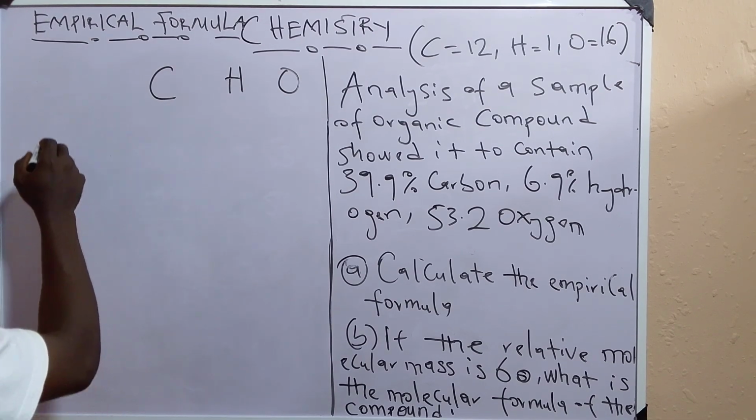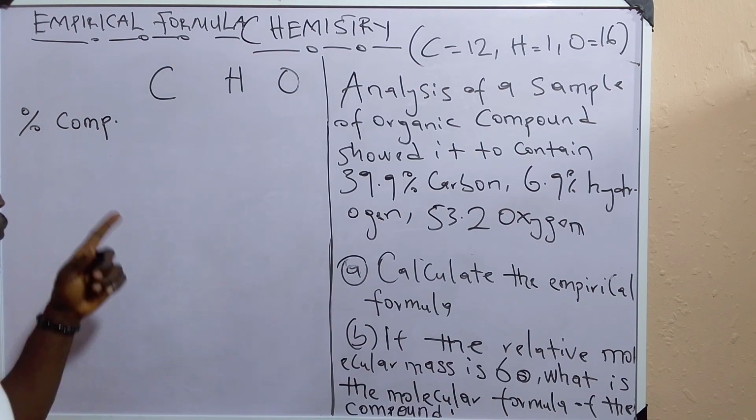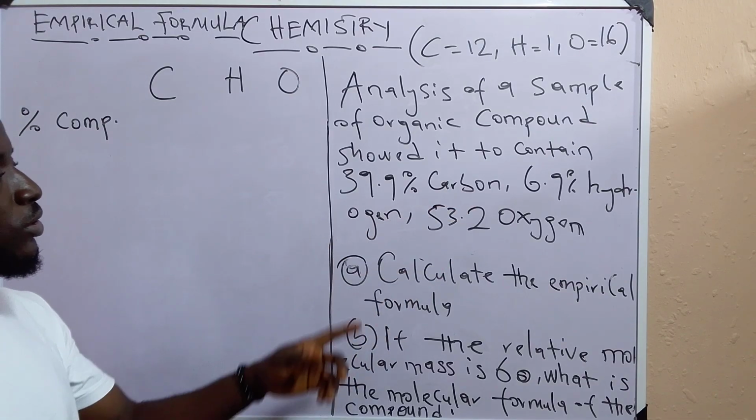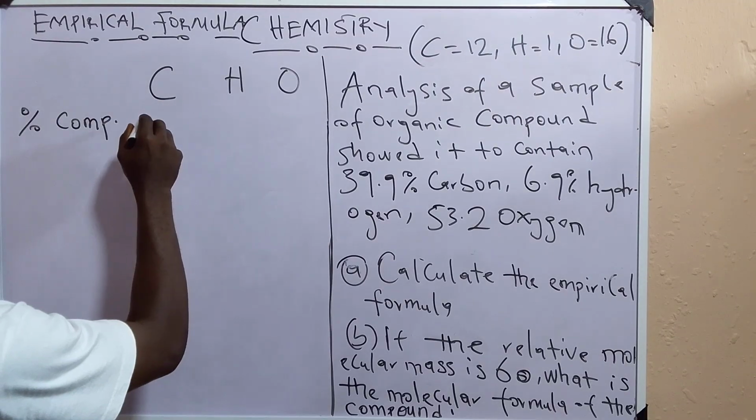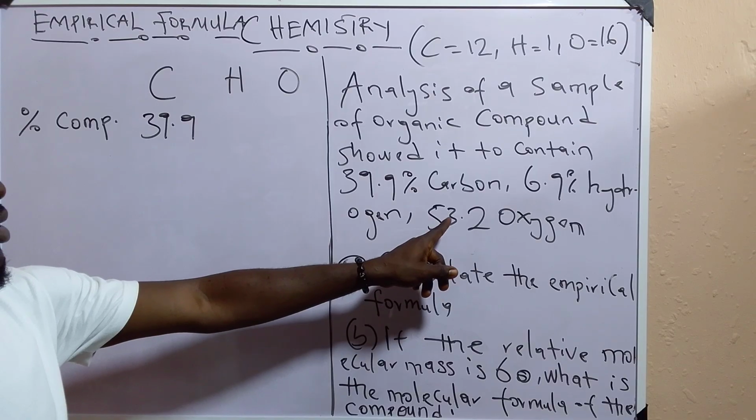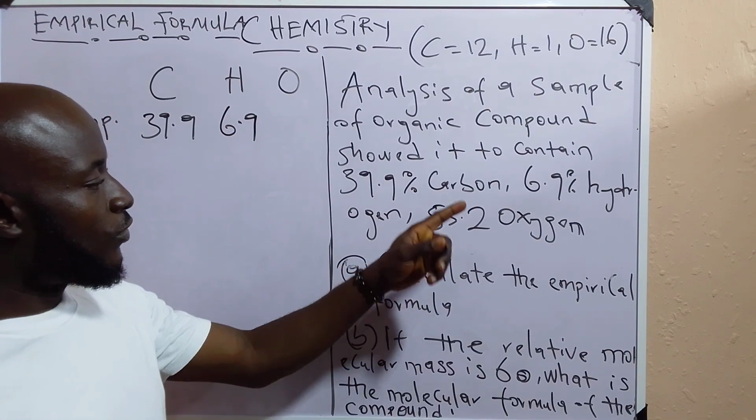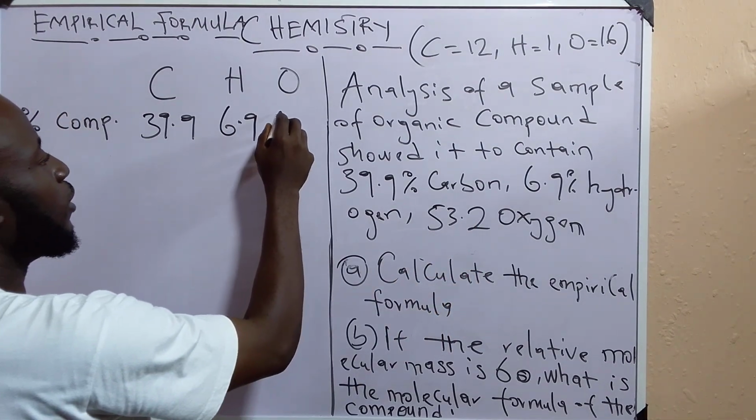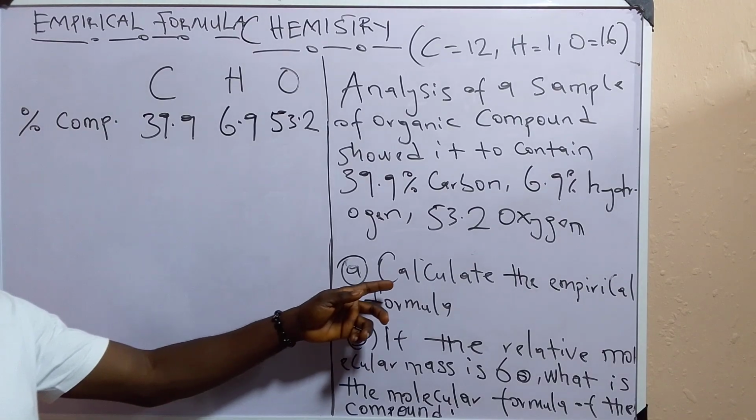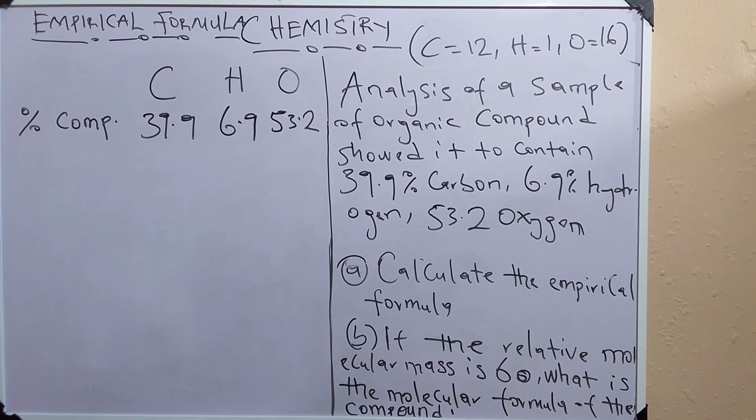So you check for the percentage composition of each of these elements. I'm going to shorten it. Percentage composition of carbon is given, which is 39.9%. Hydrogen is also given, 6.9. The percentage composition of oxygen is 53.2. Remember, you're asked to calculate the empirical formula, so we want to derive the empirical formula before we can get the molecular formula.